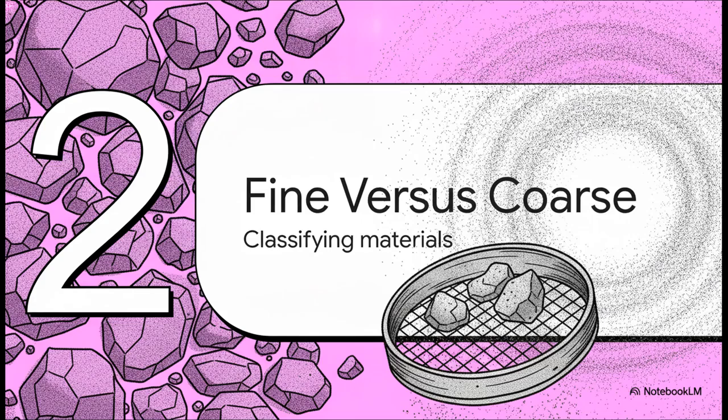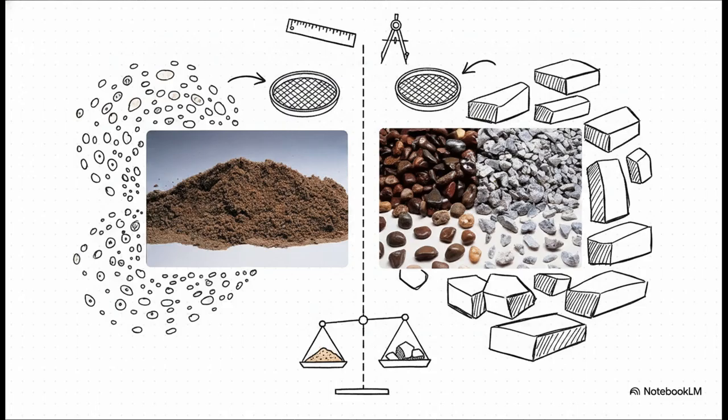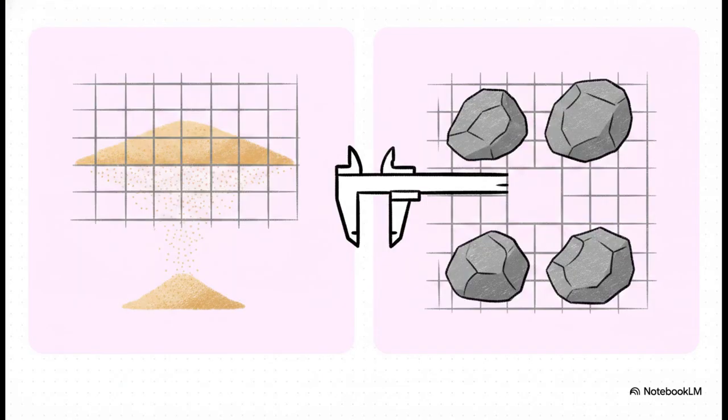Moving right along to Section 2, fine versus coarse. And this brilliantly illustrates the contrast. You've got fine aggregates like loose sand right next to coarse aggregates like rugged, crushed stone. Visually, the difference is completely obvious, right? But in engineering, we need a precise mathematical boundary. So here is that definitive engineering threshold.